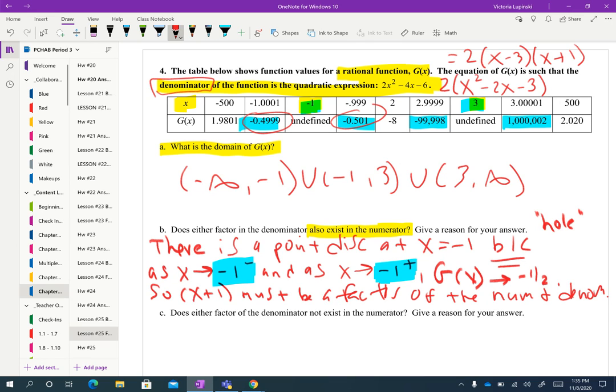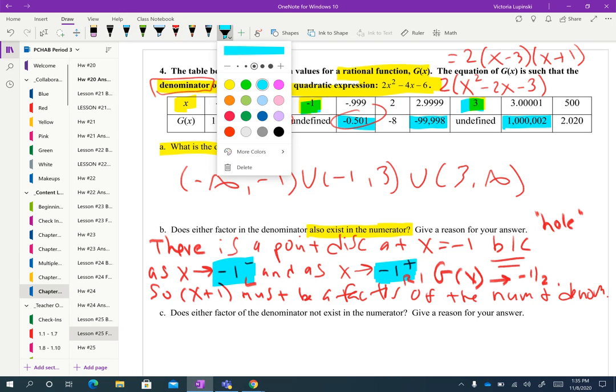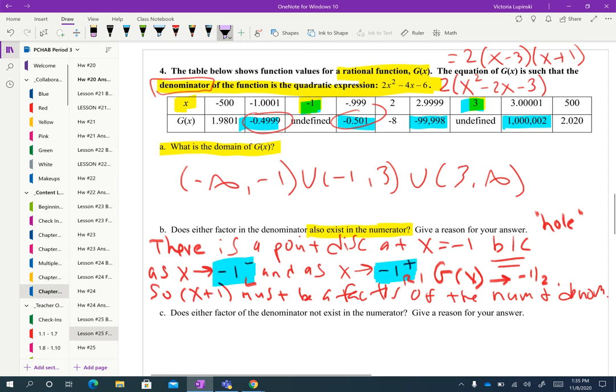But I want you to kind of get used to that. So again, this is the left side, and this is the right side. So the next question, and let me just get a new color here. The next question: does either factor of the denominator not exist in the numerator?